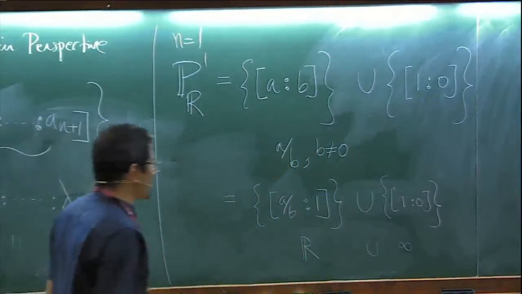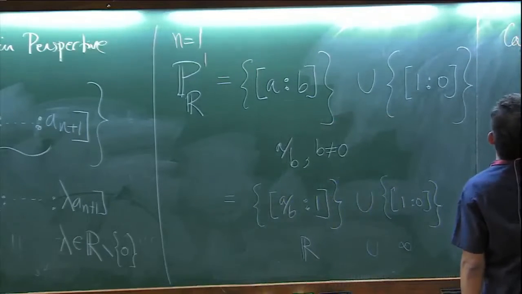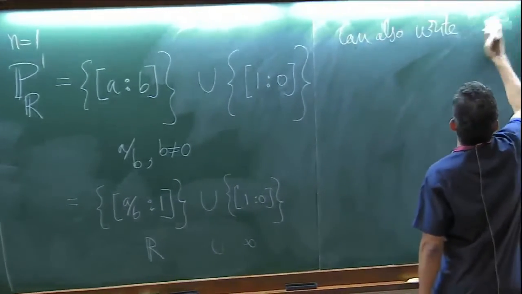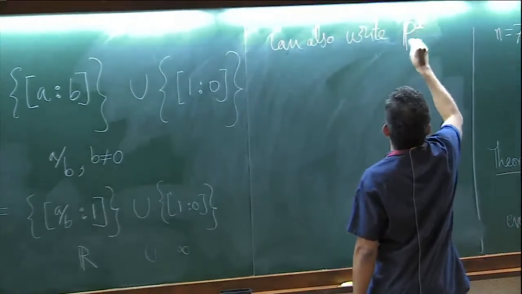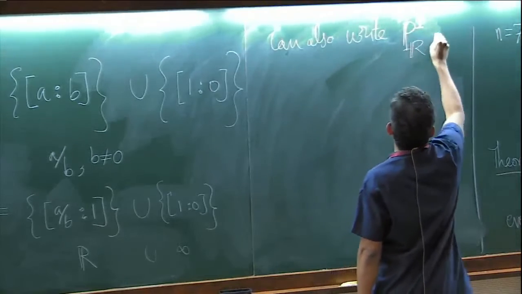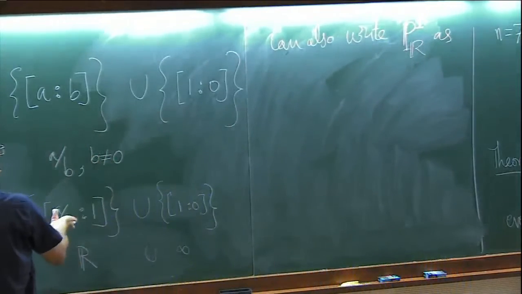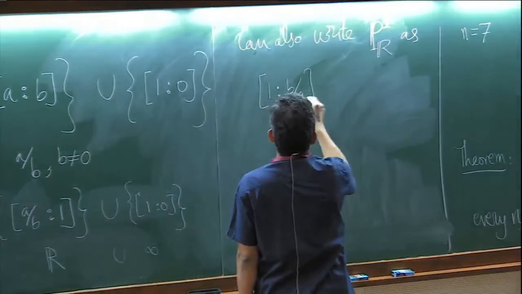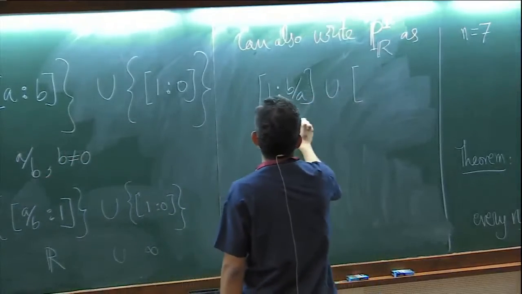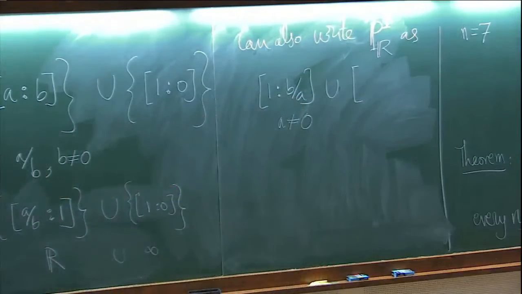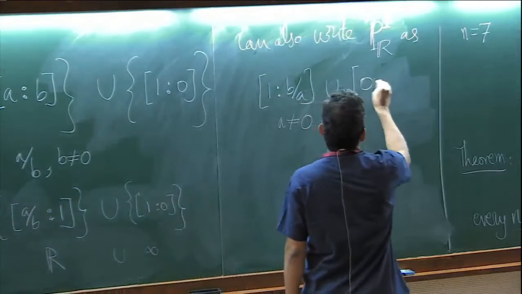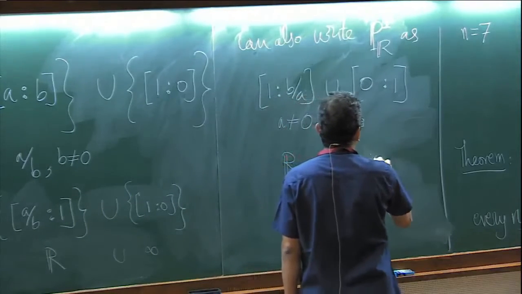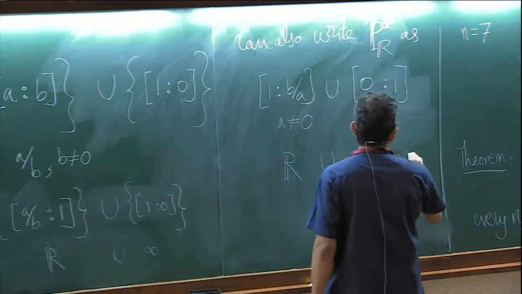Note, however, that you could have done it the other way also. So you can also write P1R, I hope I wrote one. Yeah, P1R, as instead of looking at A over B, you could have looked at B over A. But if you look at B over A, you should write it as 1 colon B over A. And then the only point you miss out, this you can write only as long as A is not 0. And if A is 0, then the first coordinate is 0. And so the missing point is this one. So again, you can think of this as real numbers union a missing point. I just called it infinity just like that. In fact, it's convenient to do so.